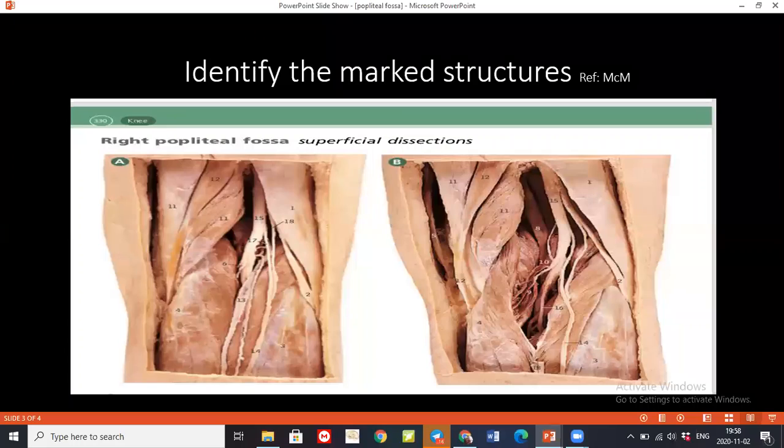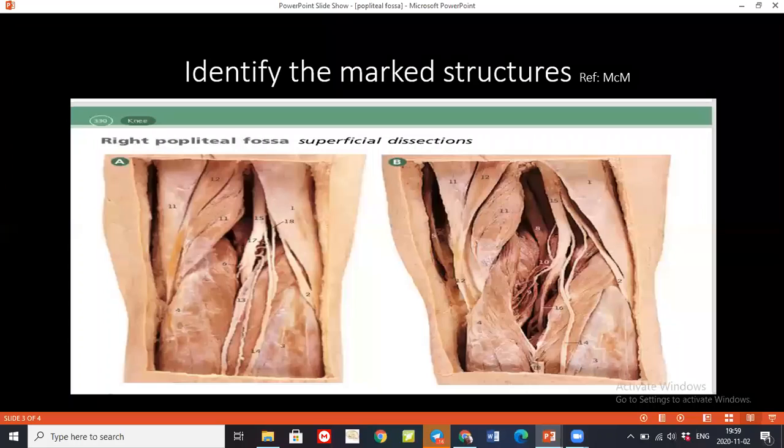If we go from superficial to deep, it starts with common peroneal nerve, followed by tibial nerve, then popliteal vein, then popliteal artery, and deepest is the lymph node. If there's a lump in the popliteal fossa, what would be your differential diagnosis?